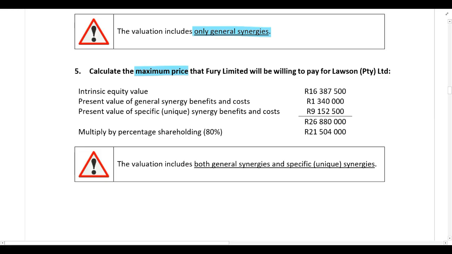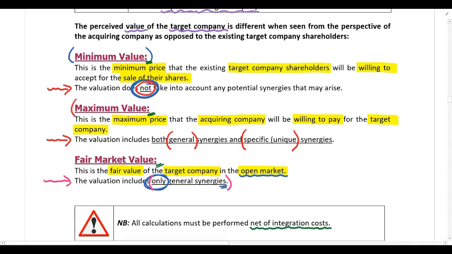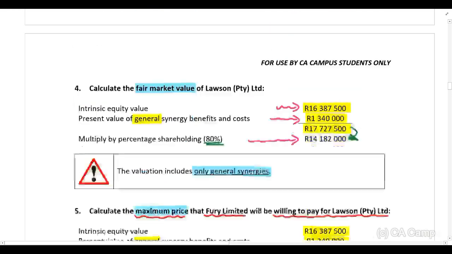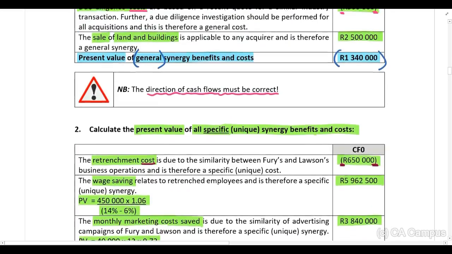Then, if you need to calculate the maximum price that Fury Limited will be prepared to pay for Lawson Pty Limited, if you go back to your lecture notes, when calculating the maximum value, you should include both general and specific or unique synergies in your calculation. So once again, it's not difficult. That's the valuation as performed by the management accountant. Add the value of general synergies and also add the value of specific or unique synergies. So just go back because you have performed those calculations.